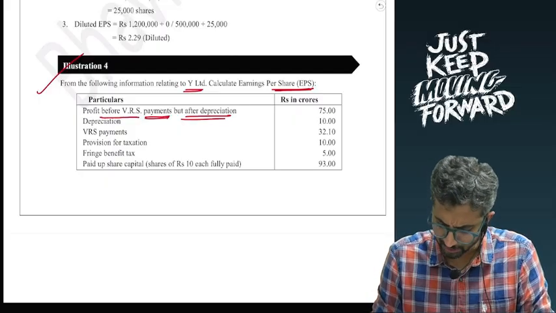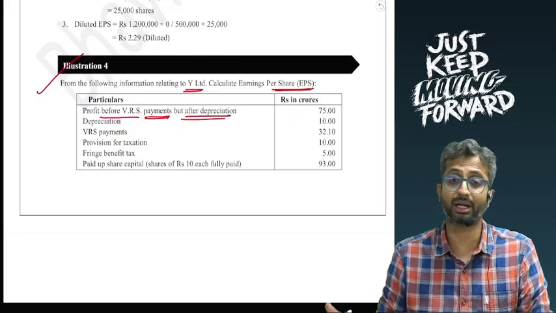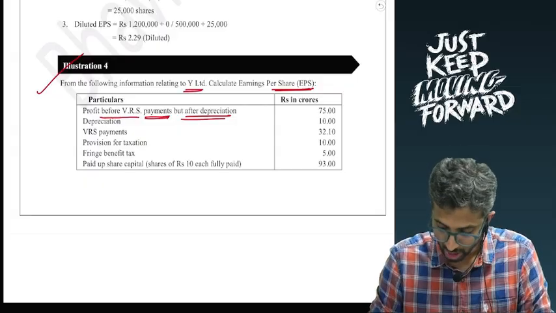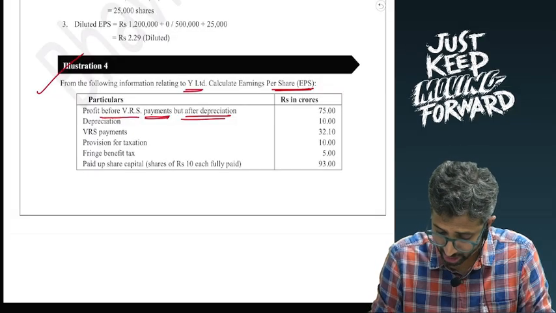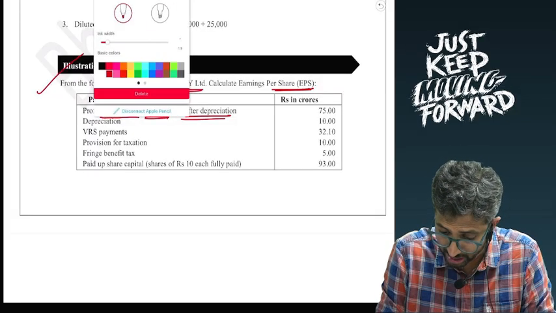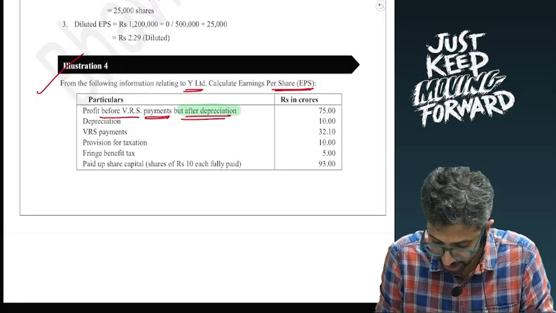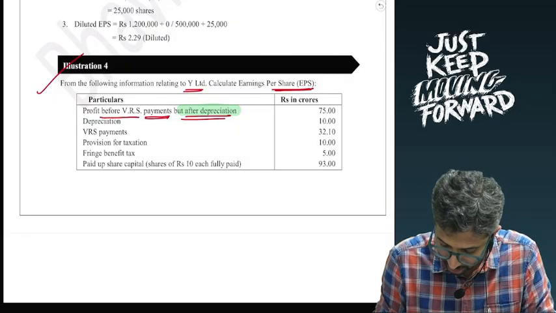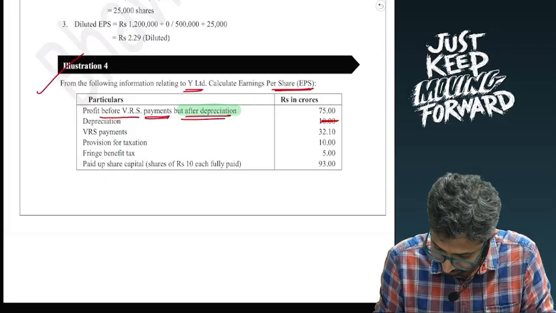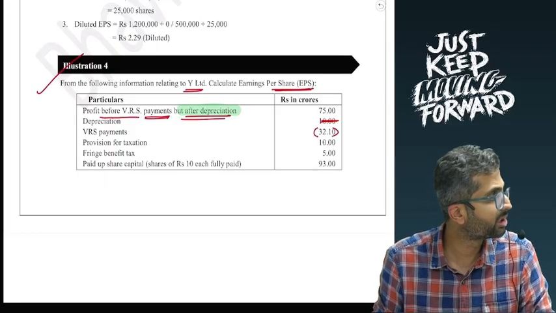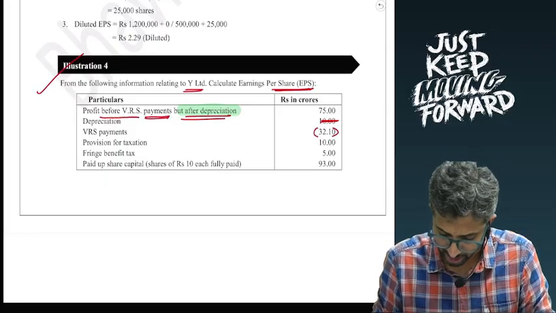Is this profit already after depreciation? Yes. So do I need to subtract depreciation again? No. So this is already after depreciation. Ideally depreciation should have been subtracted, but because it is after depreciation, we will not subtract this depreciation again. However, will I need to subtract the VRS payments? Yes, I will need to subtract the VRS payments.